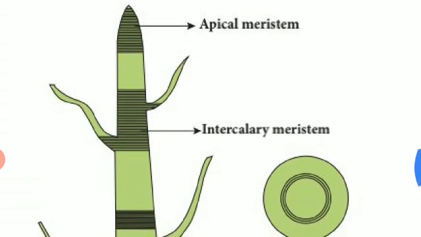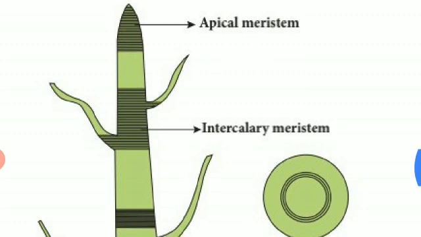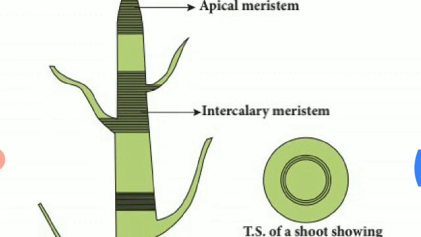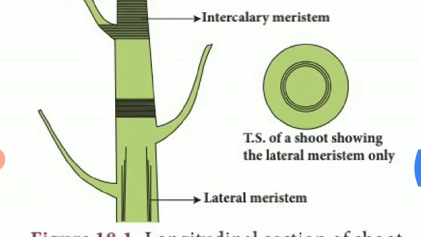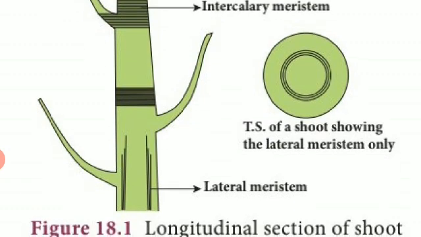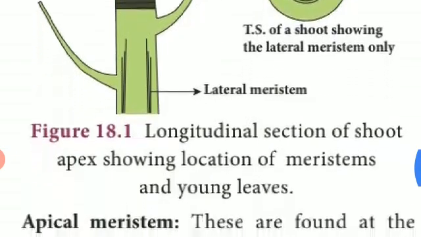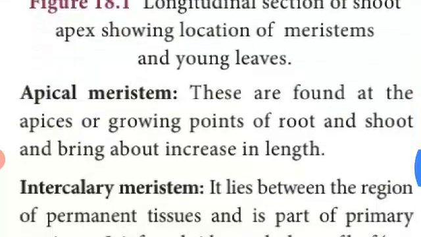So this is the stem. The tip of the stem, or apex of the stem, is what we call the apical meristem. Below the apical meristem, the intercalary meristem is present. After the intercalary, the lateral meristem is present. So what are the characters of the apical meristem? What are the functions of the apical meristem?